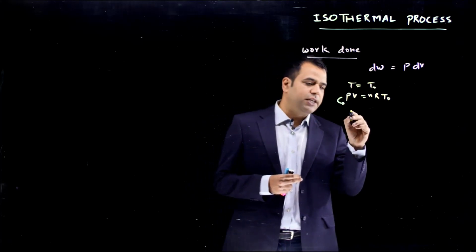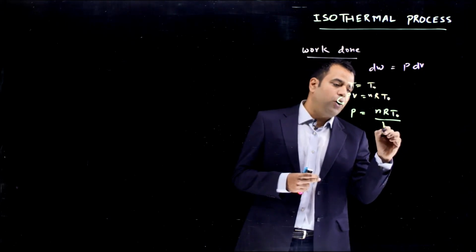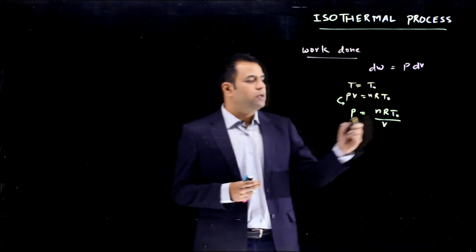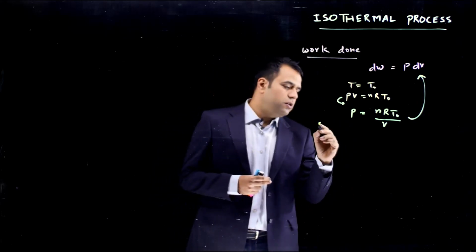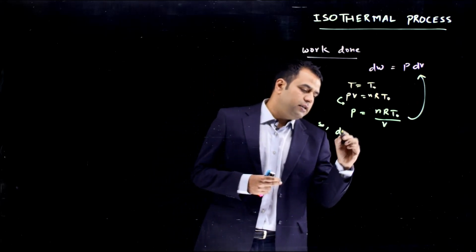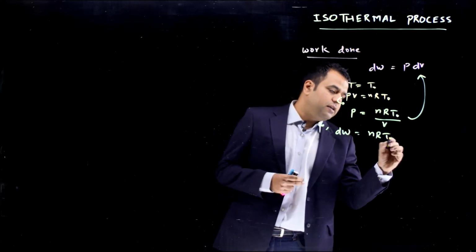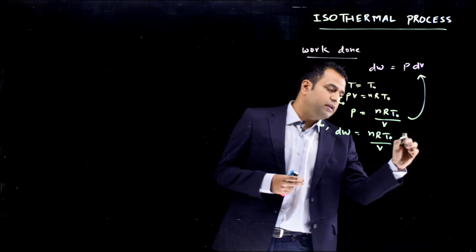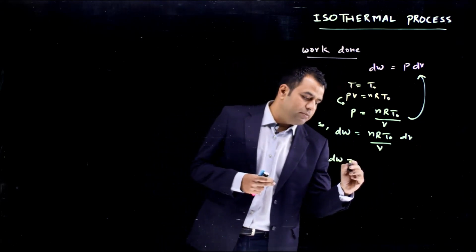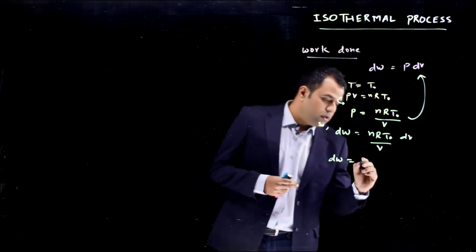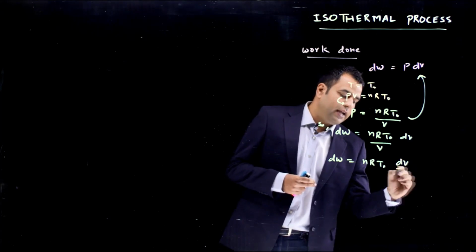In this equation, I can write P as nRT naught upon V, and this value I can replace in this equation. So work done dW will become, in place of P, nRT naught upon V dV. Or we can say dW equals nRT naught, this is a constant, dV upon V.